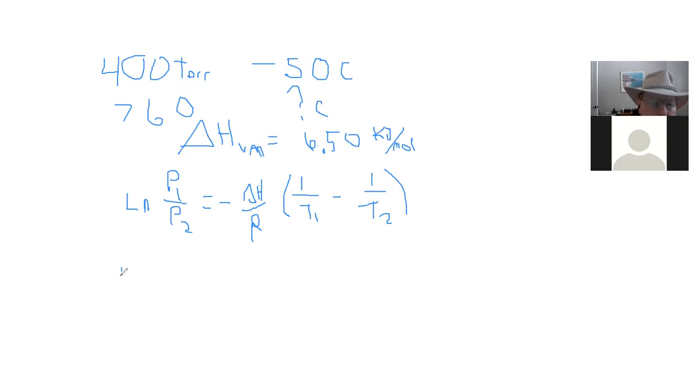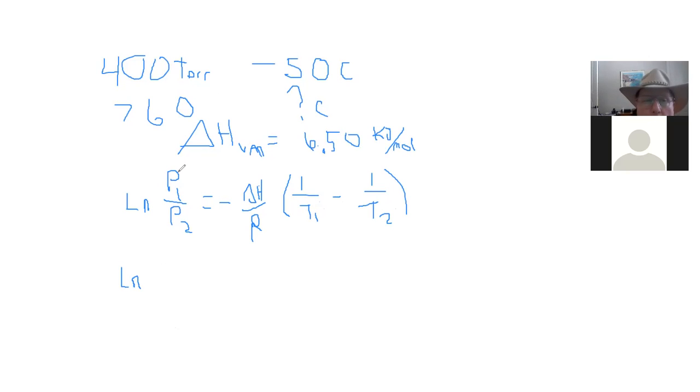Now, here's something you have to understand with this particular equation. You can put P2 over P1, but if you do that, you have to change T1 to T2 minus T1. That's another thing I was confused on. How do you decipher which one? It doesn't matter.